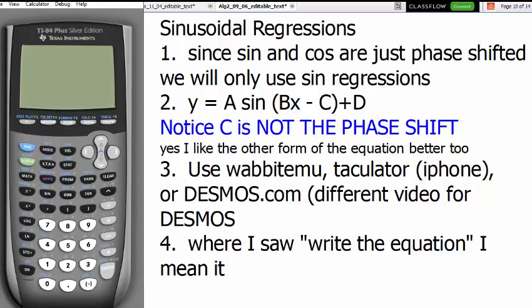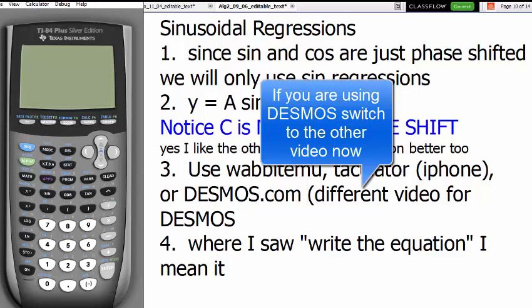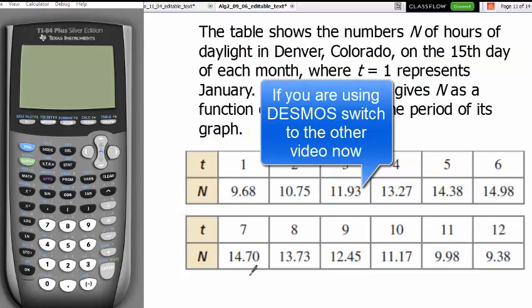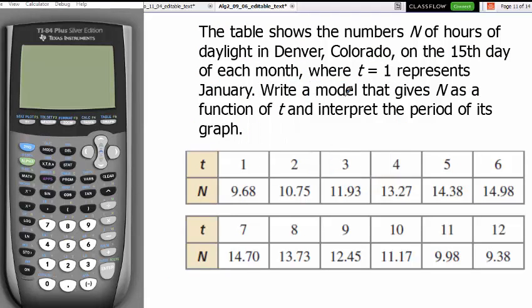So let's get started. I'll go through 2 examples on this. Our first one is we have months, and on the 15th day of each month, which is going to be in the middle, we're going to have January, February, March, April, May, and we have number of hours of daylight. So we need to turn our calculator on and go to Stat.